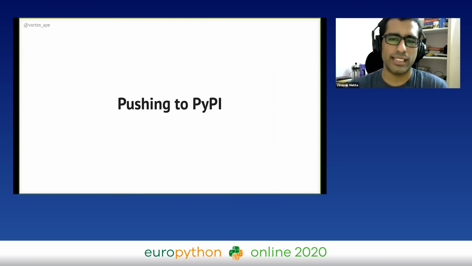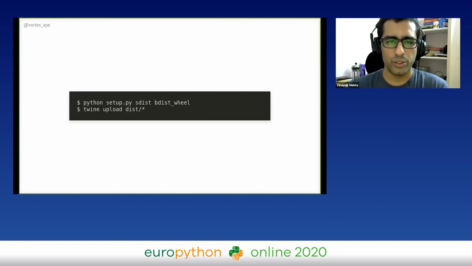And once we package a CLI, we can also push it to PyPI so that other people can install and use it. To do this, we just create a source distribution and a wheel using setup.py and then upload them to PyPI using Twine.